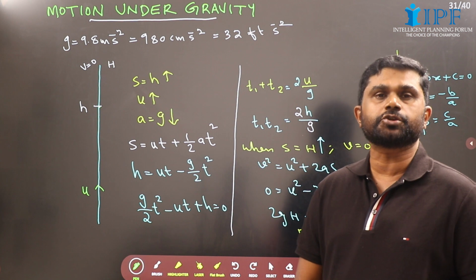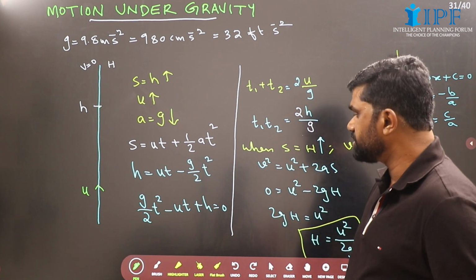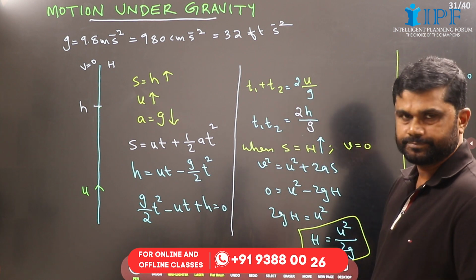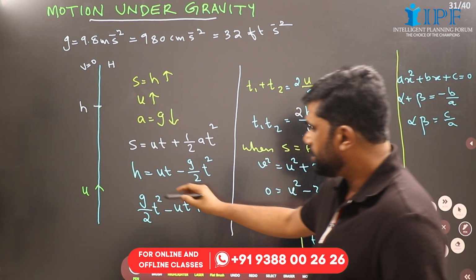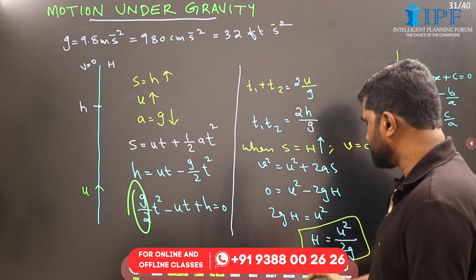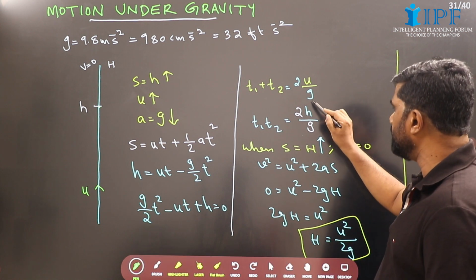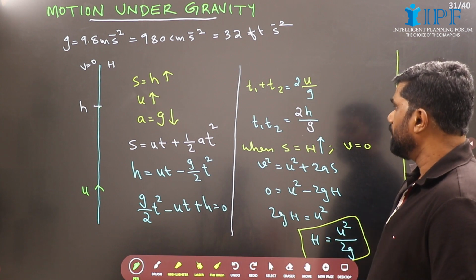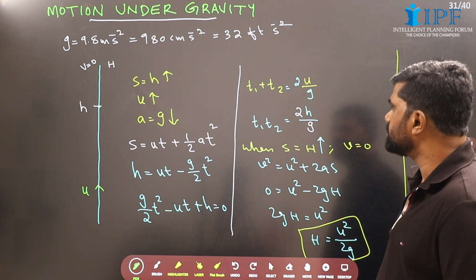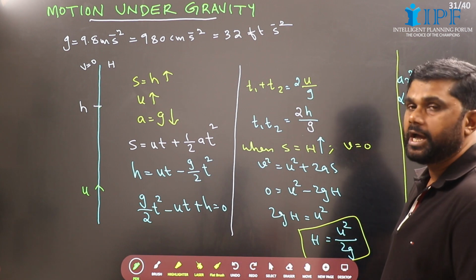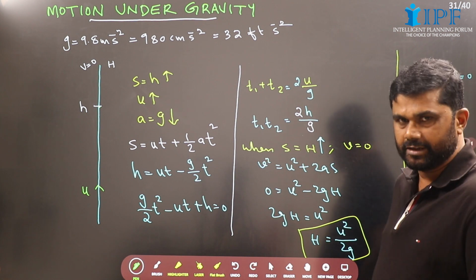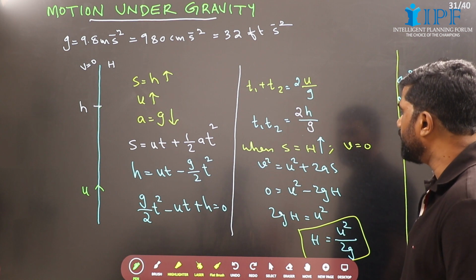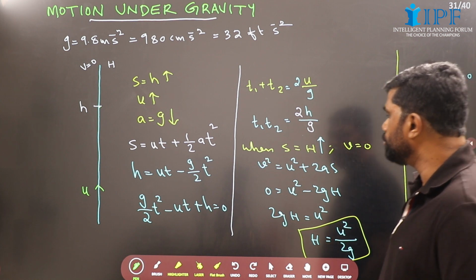So T1 plus T2 will be minus B by A. What stands for B here? It is minus U. So minus B will be U only. By A, A means it is g by 2, so we have to divide with g by 2. This 2 will come in the numerator. So T1 plus T2 equal to 2U over g, and the product of roots again C by A. What stands for C here? It is h. So h by g by 2 becomes 2h by g.